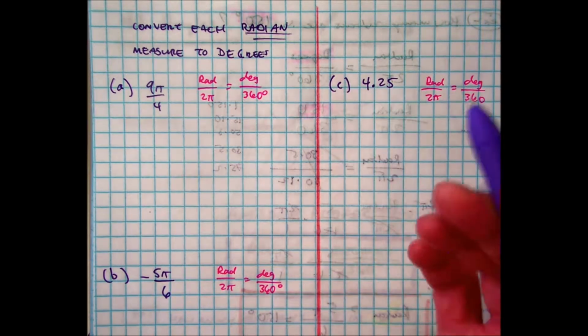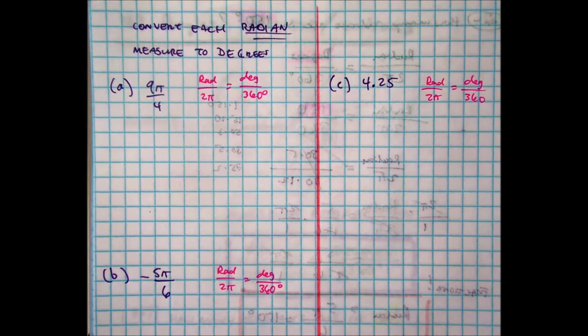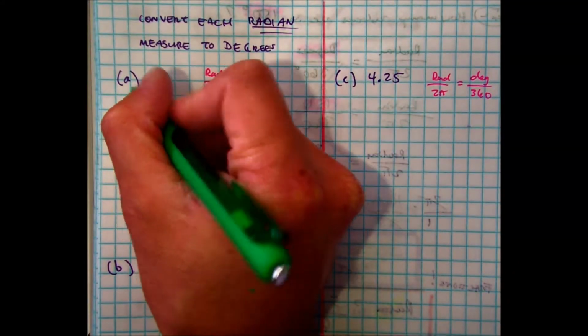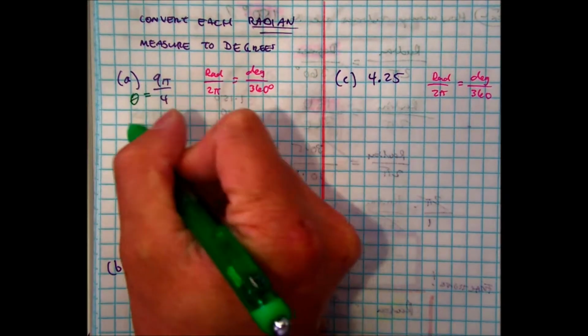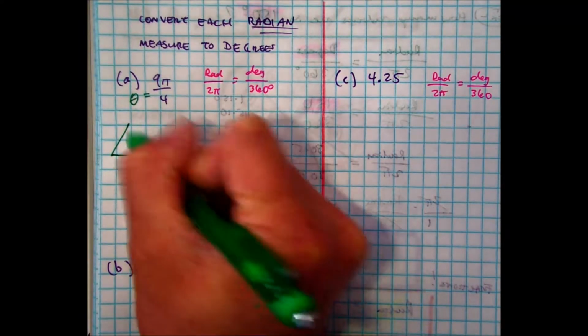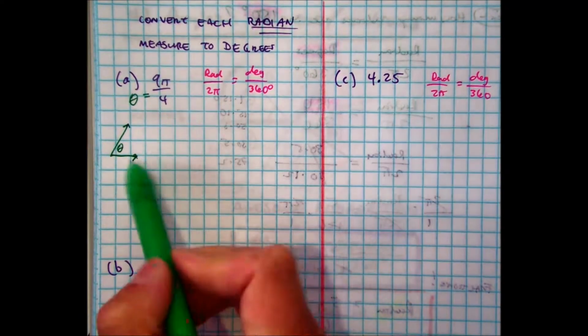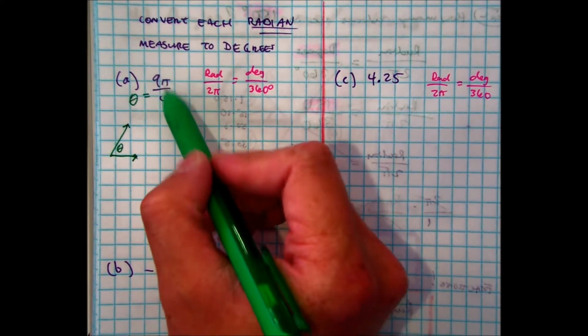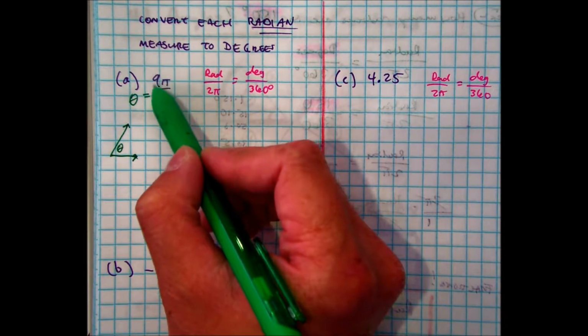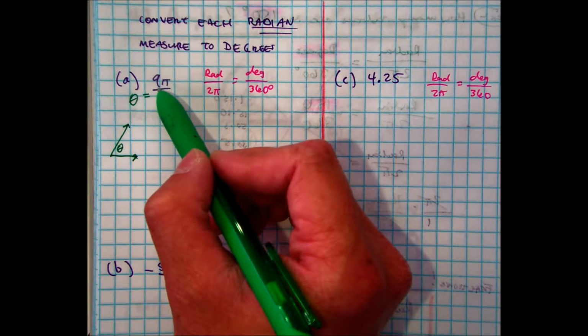Now we just learned that you can do a couple of estimating ideas, right? Think about this. I think it's better if I said theta equals 9 pi over 4. What's theta? Theta is usually the most common angle, so let's say this is an angle. And let's just say I tell you it's 9 pi over 4. 9 pi over 4, if you reduce this in your calculator, it's going to be something like over 2, right?